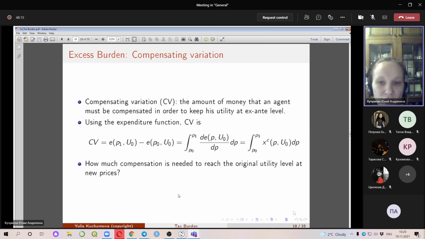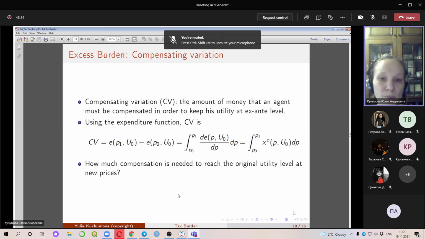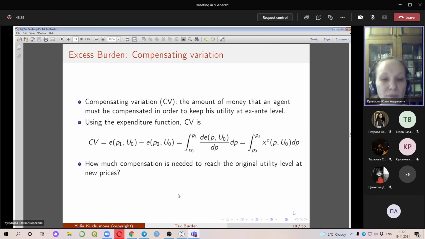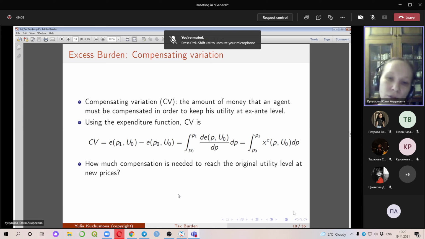Using then the expenditure function, we can write the formula for CV as a difference between the expenditure function, here denoted by E, evaluated at prices P1 and utility level U0. The expenditure E(P1, U0) basically means how much money is needed for a consumer in order to achieve utility level U0 when prices are P1. And then we need to subtract expenditures at prices P0 and utility U0.